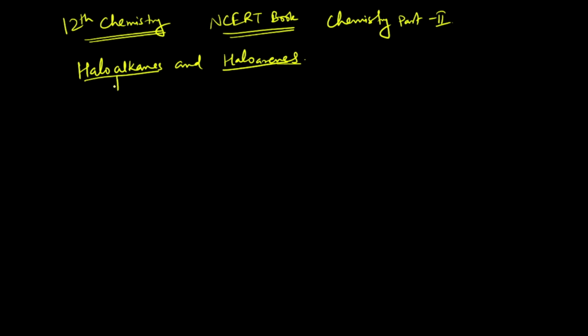When we start with haloalkanes, we know that in haloalkanes the halogen is directly connected with the sp3 carbon, correct? Suppose this X is a halogen and it is directly connected to an sp3 carbon, so this carbon is sp3. Likewise, for haloarenes, the halogen will be directly connected to an sp2 carbon, the carbon having sp2 hybridization, correct?